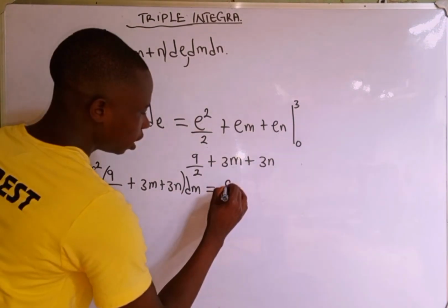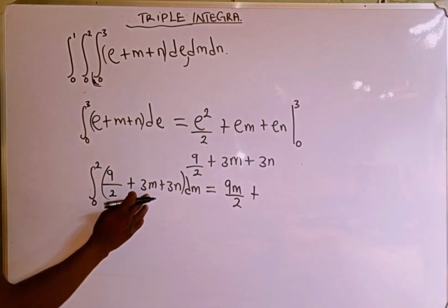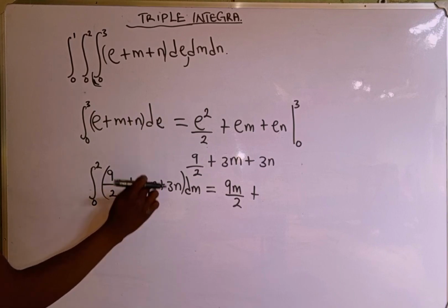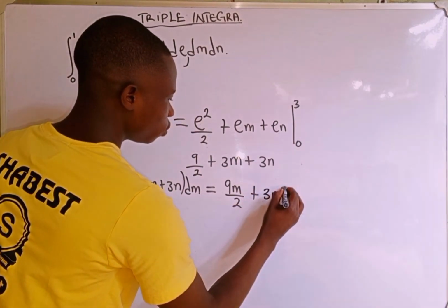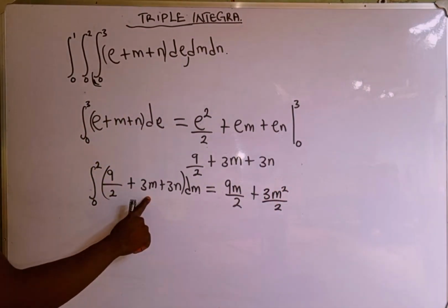We're going to have what? 9m over 2. Then plus the integral of 3m with respect to m is the same as adding 1 to the power of m, then we bring the power down, which is going to give us what? 3m to the power 2 over 2. We add 1 to the power, then we bring the power down.